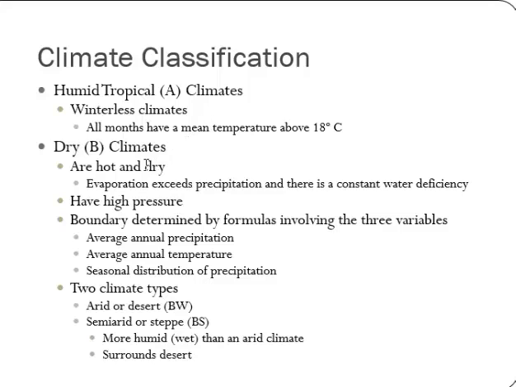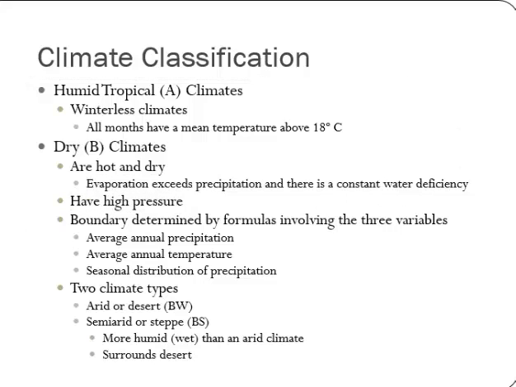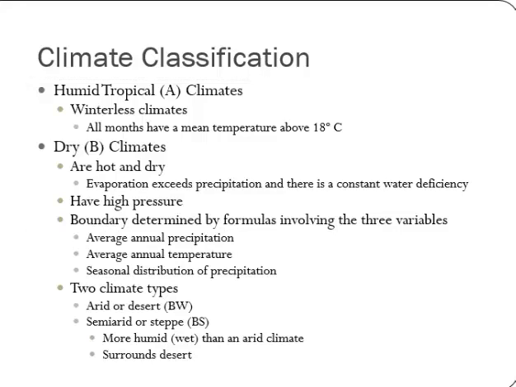You have dry climates that are hot and dry. The evaporation exceeds precipitation. There's a constant water deficit. That's in deserts like the Sahara Desert and in Arizona in the United States. They have high pressure. And their boundary, in other words, how they're marked out, depends on precipitation, temperature, and the seasonal distribution of precipitation. Even in some areas that are kind of a little like desert, there could be rainy seasons where they have a little bit more rain.